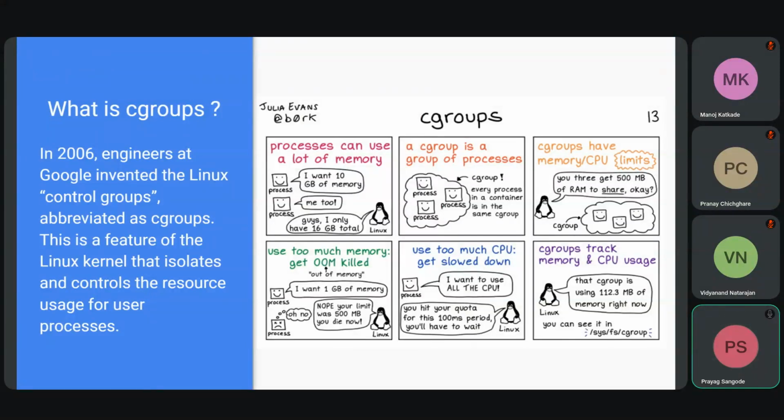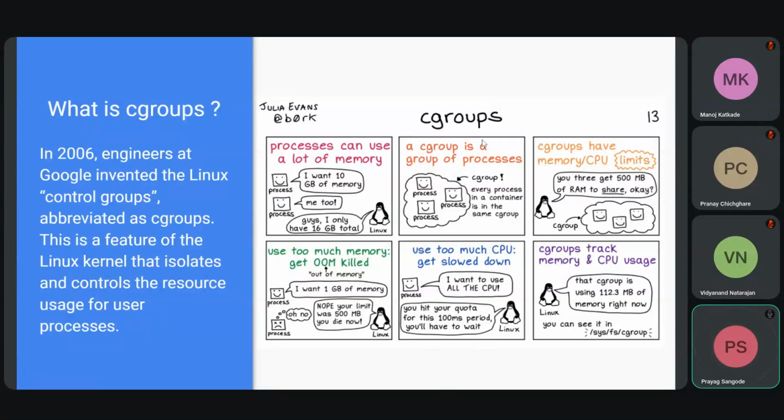Okay, so again, a detailed discussion on cgroups. Cgroups were created by Google. In 2006, one of the engineers created it. This feature of the Linux kernel isolates and controls the resource usage for user processes. As the containers are segregated, it is important that the processes and the resources are properly managed.